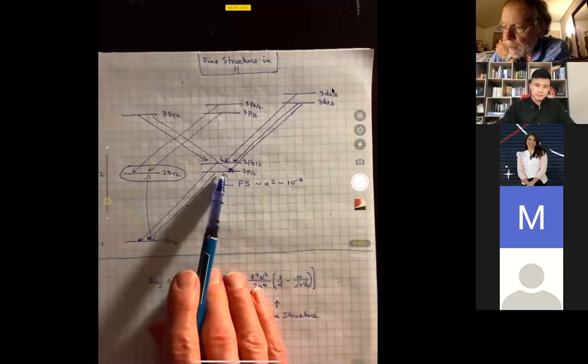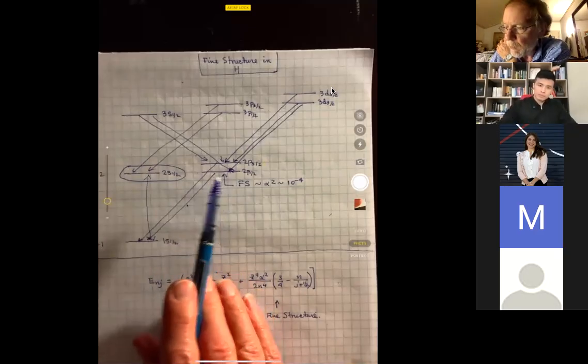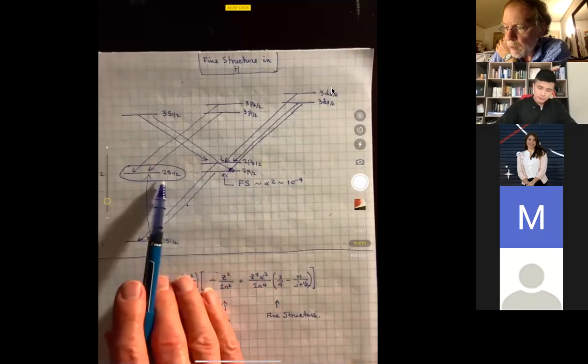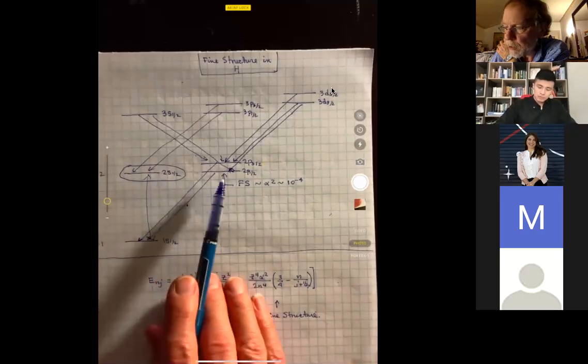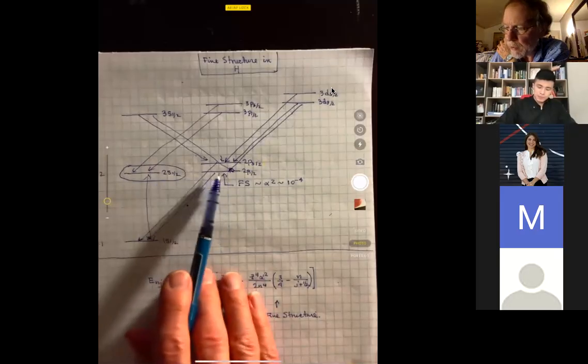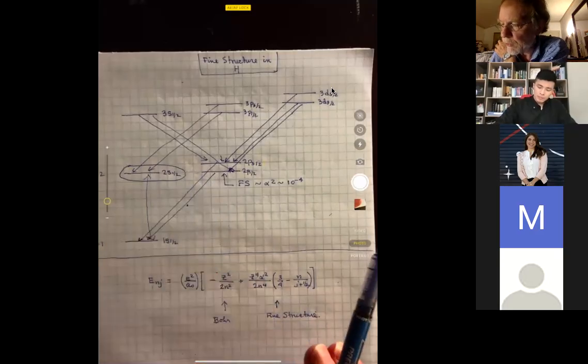The 2p 1/2 state has a lifetime of about 10 to the minus 9 seconds, this is in hydrogen, whereas the 2s 1/2 has a lifetime of about 10 to the minus 1 seconds, in other words, about 100 million times longer than the 2p 1/2 state, even though, as I say, they have almost exactly the same energy.